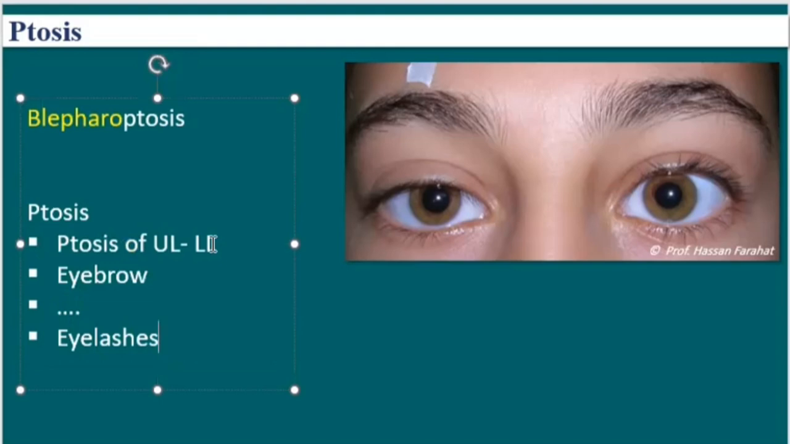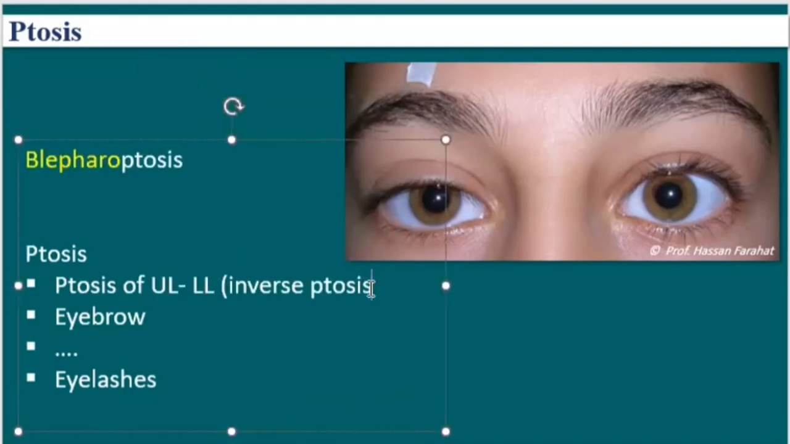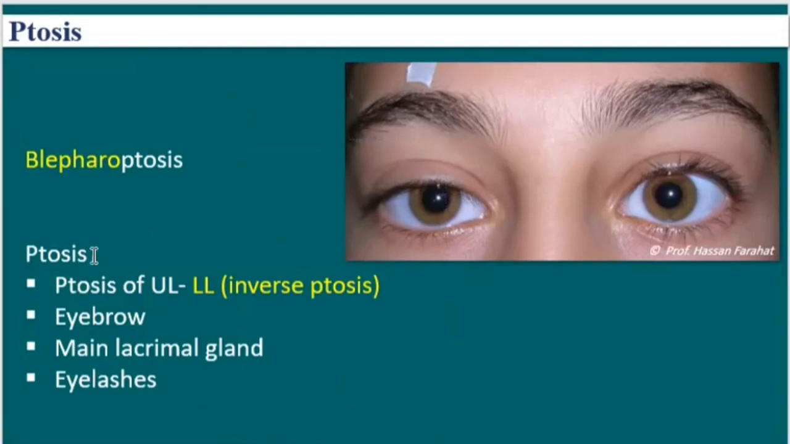What else? Pseudoptosis. Keep that for later. We have another important ptosis here in ophthalmology: inverse ptosis. What's the meaning of inverse ptosis, by the way? The lower lid goes up. So here in the lower lid, this is called inverse ptosis. There might be other types of ptosis, but this is what I remember right now.